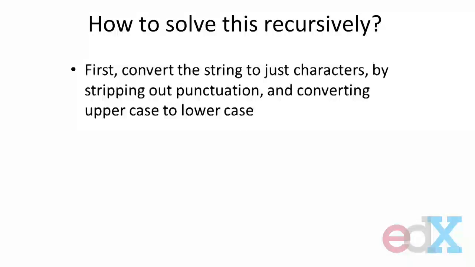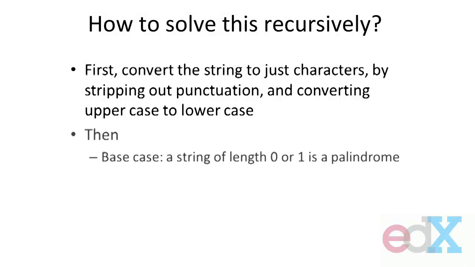So, how do we solve it? We first convert the string to just characters. We'll look at that in a second. And solving it recursively is actually pretty easy. If I have a string that's either of length 0 or of length 1, it's a palindrome. So length 1 is just one character.